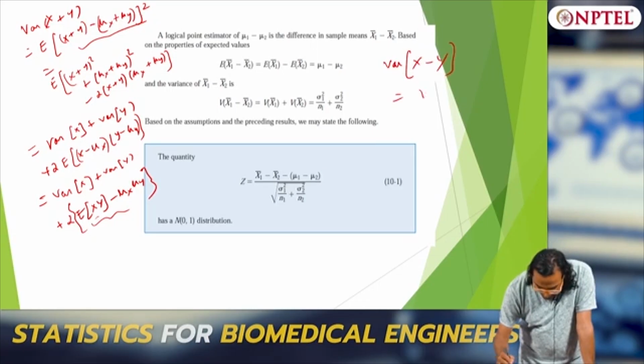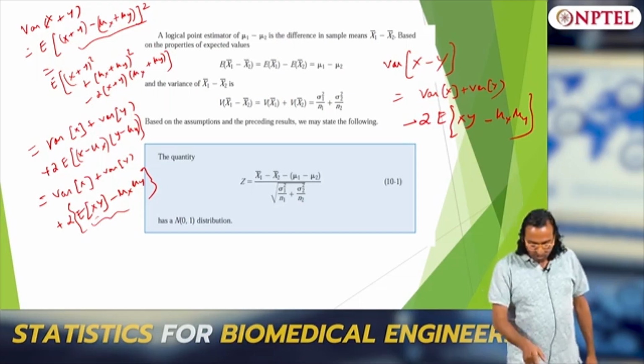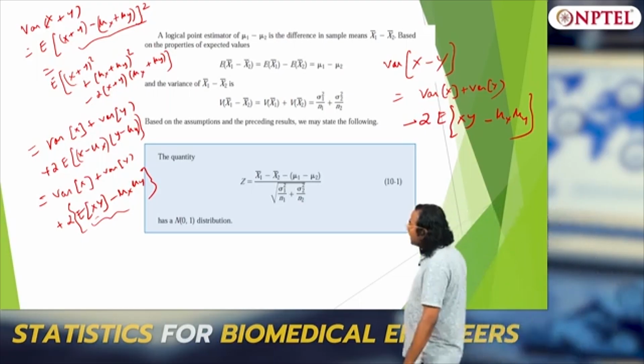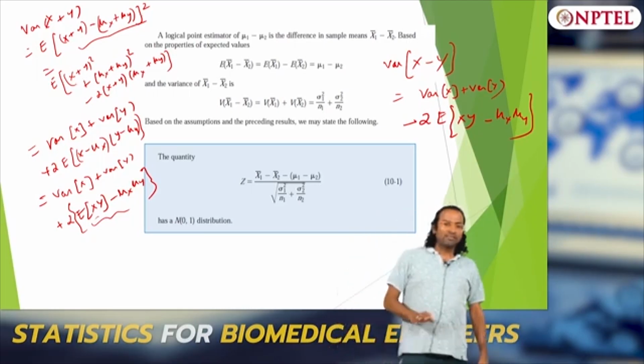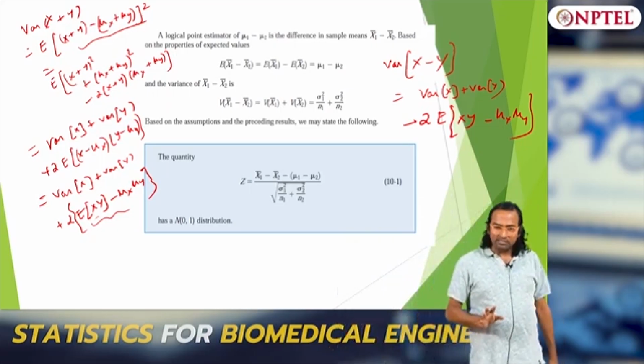If you take the variance of x minus y, if you expand this, this will be the variance of x plus the variance of y minus 2 times the covariance term. So this variance of x1 bar plus x2 bar is nothing but sigma 1 squared by n plus sigma 2 squared by n, this is my variance, okay.